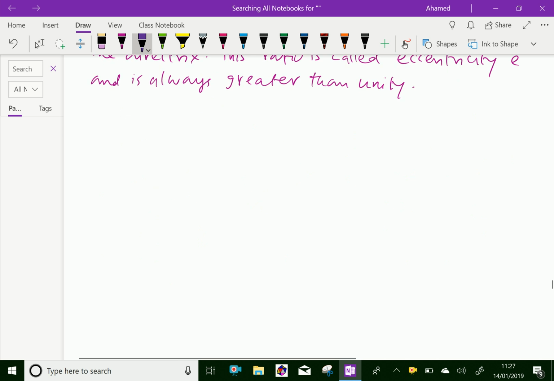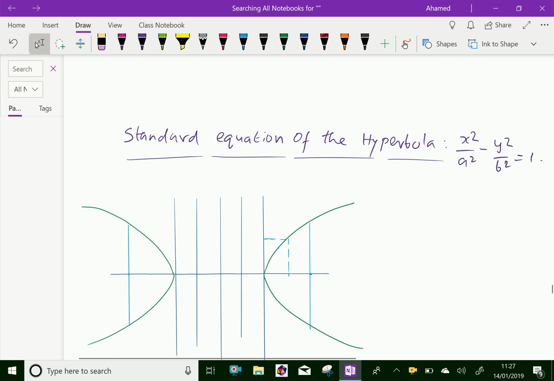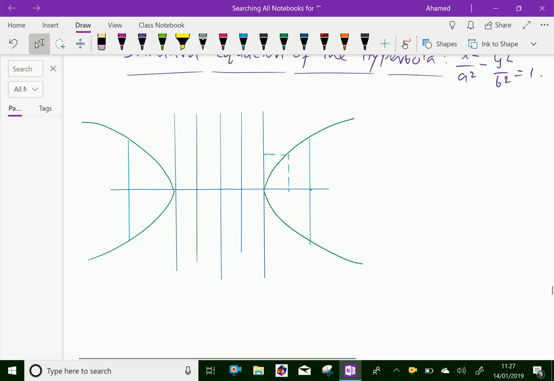Now we'll discuss the standard equation of the hyperbola, that is x square over a square minus y square over b square equal to 1. Look at this figure. Now let us fill in the coordinate points. Here the points A and A dash are the vertices of the hyperbola.